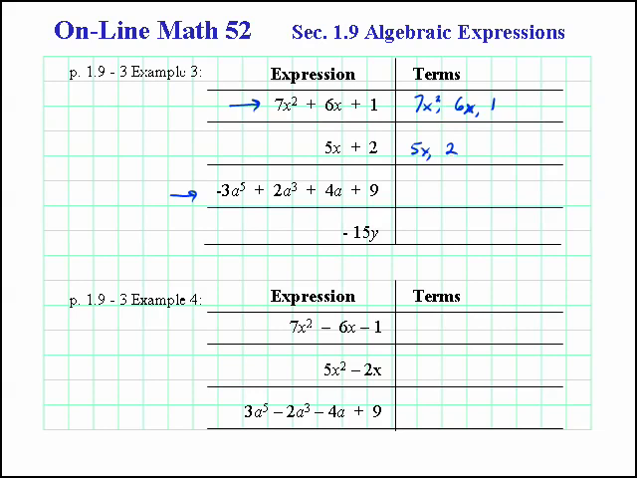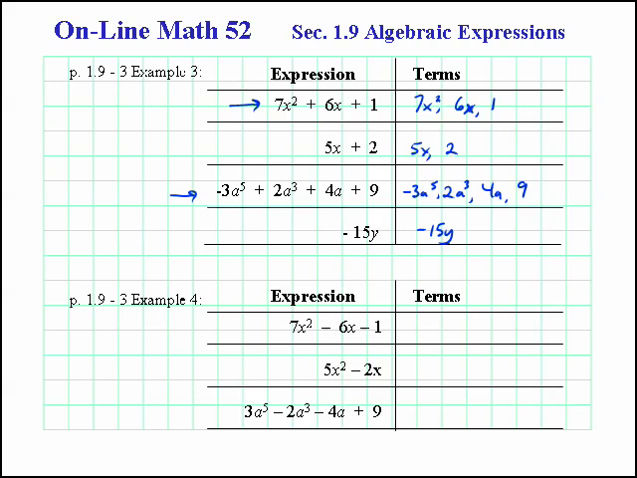This one here looks like 4 terms. Negative 3a to the 5th is the first one. 2a cubed is the second term. 4a is the third, and of course 9. And this last one has only 1 term, so I can list it. Simple enough. Yeah? All right.